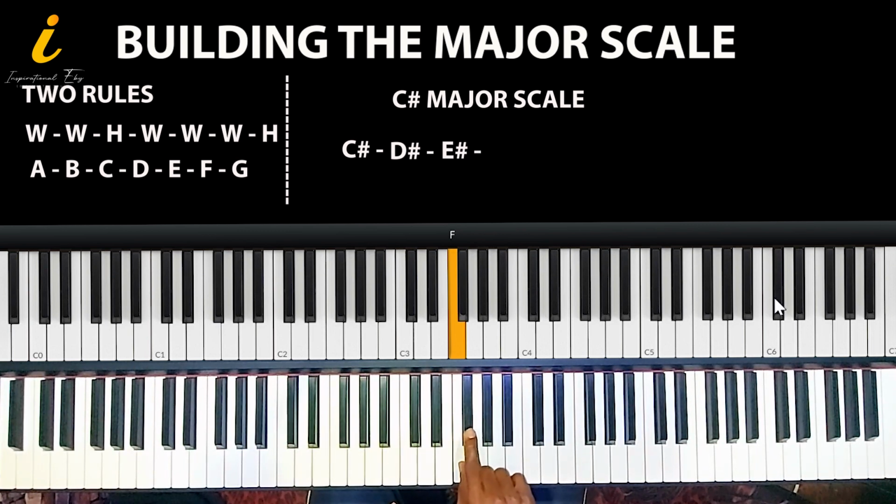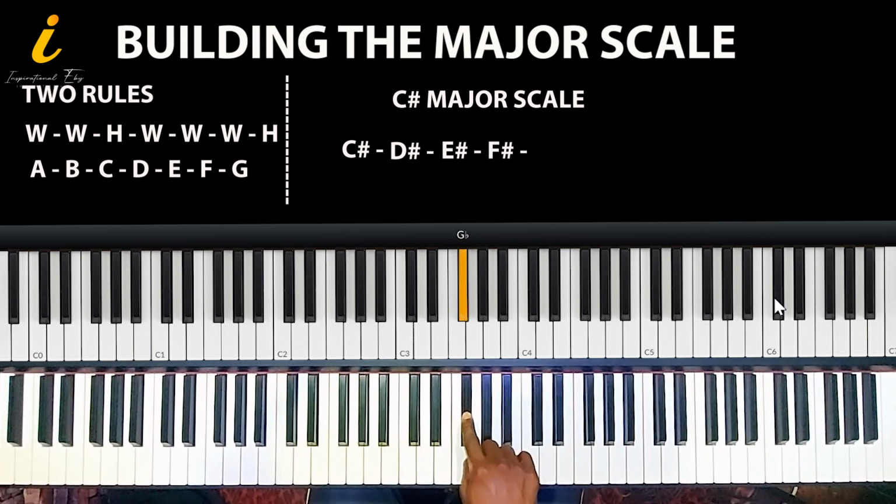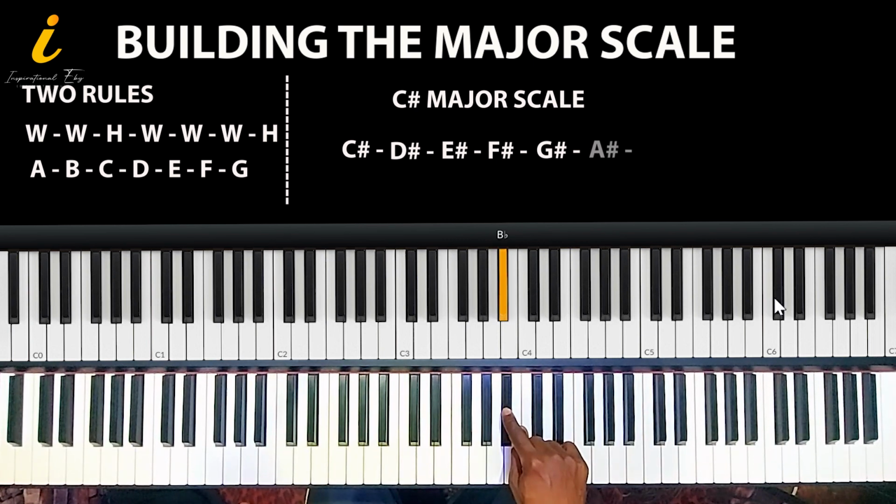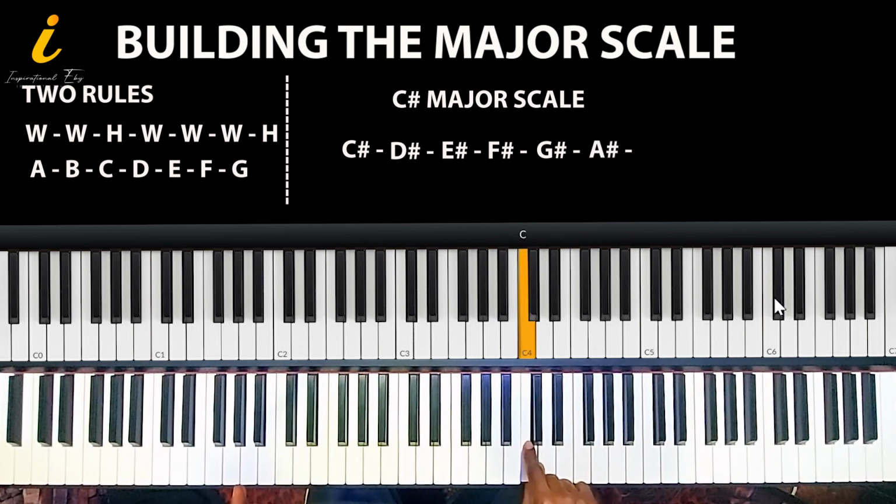The next interval is a half step, and after E is F. So this is what? F sharp. F sharp, right? The next interval is a whole step, and after F is G. So this is G sharp. The next interval, a whole step, after G is A. So this is A sharp. The next interval is a whole step, and after A is B. So this is called B sharp, right?